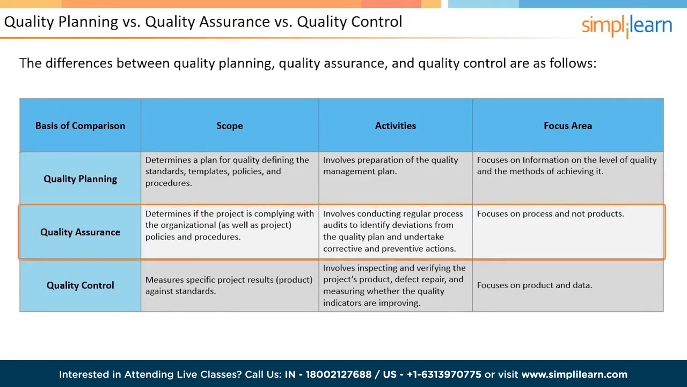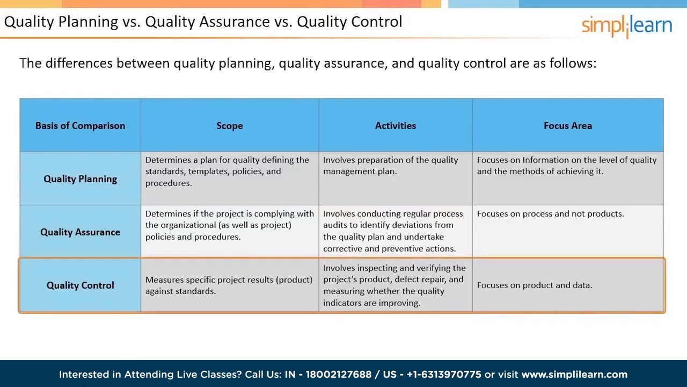It is the aim of quality assurance activities to ensure that the activities planned under quality planning phase gets executed for the project. It is the task of quality assurance to determine if the project is complying with the organizational as well as project policies and procedures. This is ensured by conducting regular process audits to identify deviation from what is planned in the quality management plan. These audits are generally done by quality department of the organizations. Quality assurance focuses on the process, not on specific products.